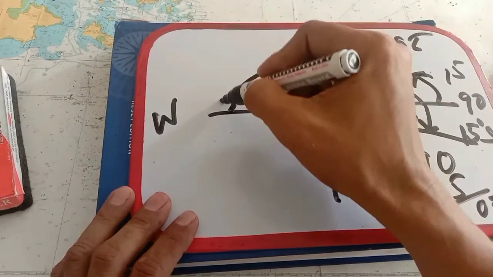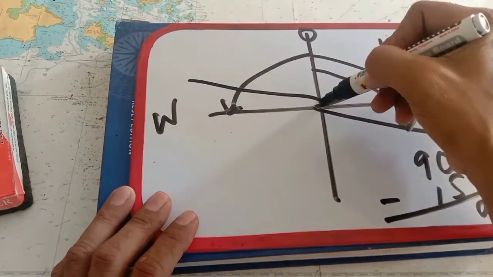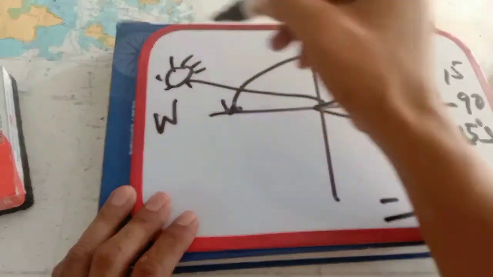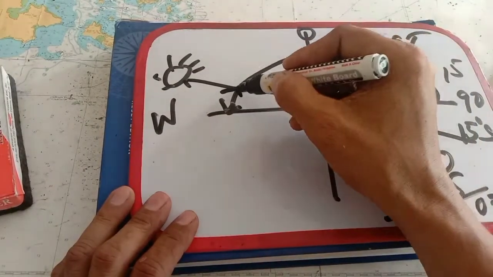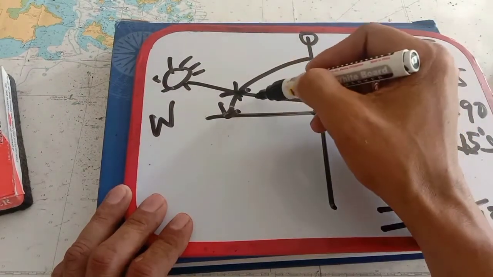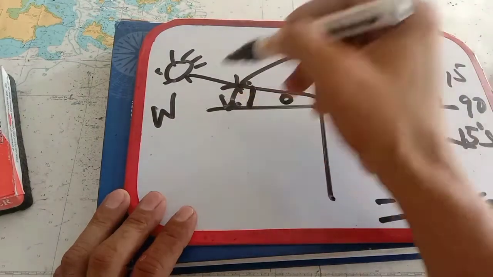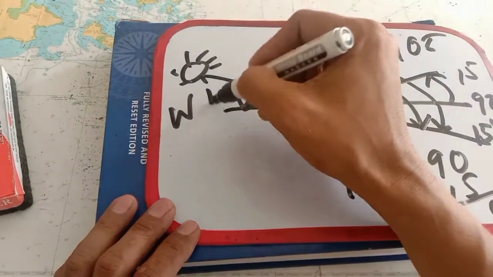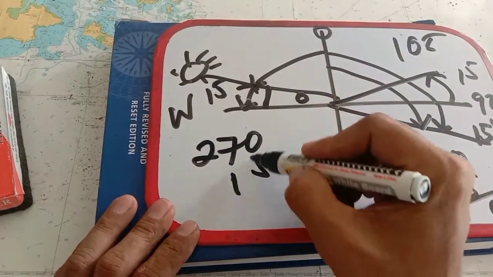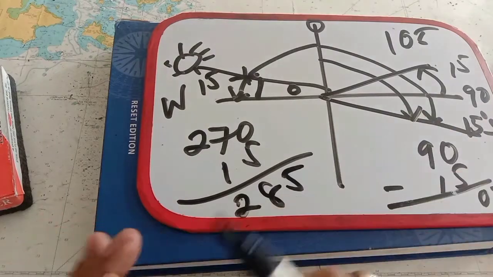So from here, this one is the sun, and this one is the amplitude, this angle, and you should add 15 degrees to 270. So the true azimuth is 285.